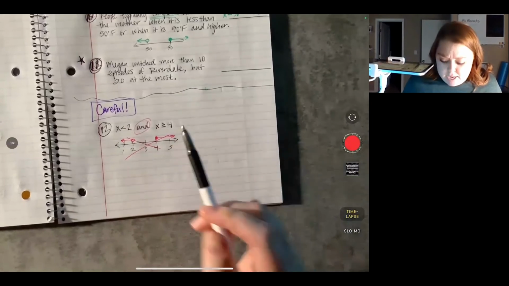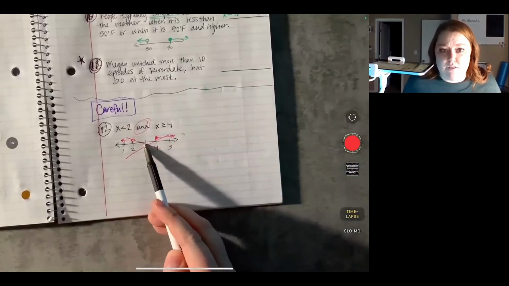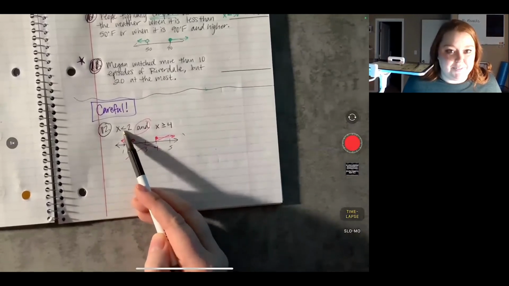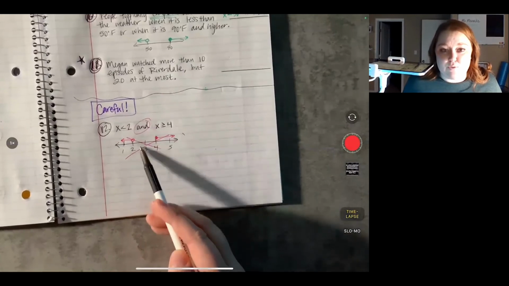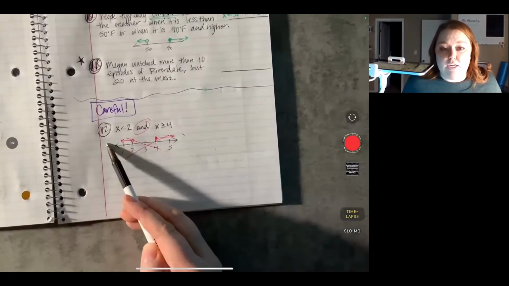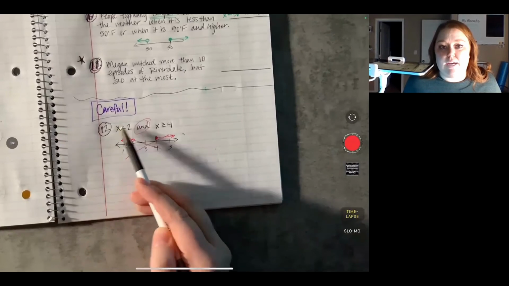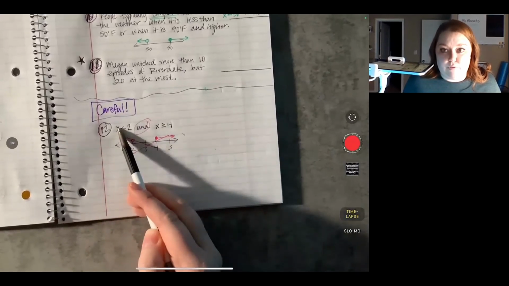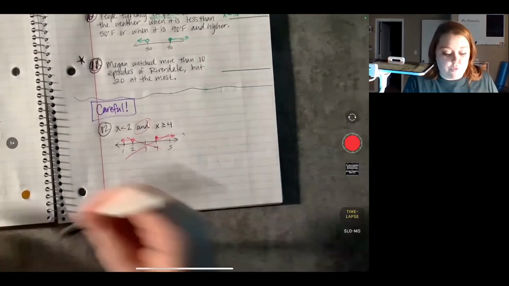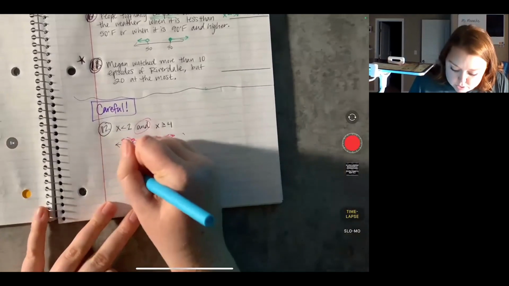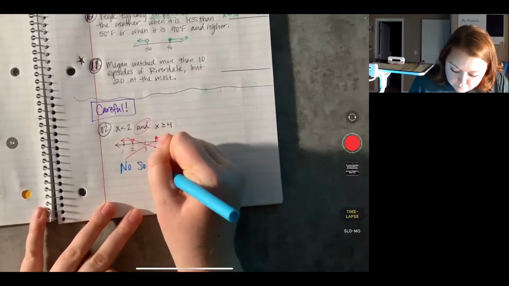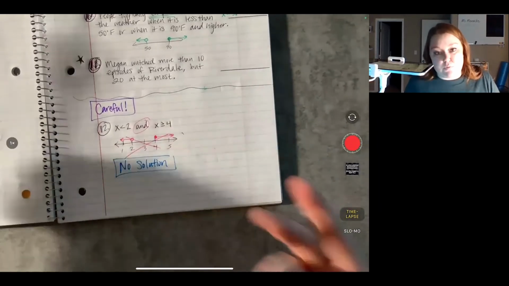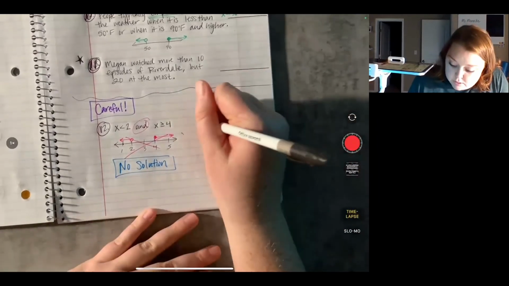It doesn't work. And number 3 doesn't work either. Some of you are like, well, 3's in the middle of them, but 3's not less than 2 and 3's not greater than 4. So 3 doesn't work for either of them. Any numbers over here would only work for this side and not both. Any numbers over here would work for this side and not both. Okay, and for and, it has to satisfy both. So what we would write here is no solution. Okay, doesn't happen often. I just want you to know that it exists.